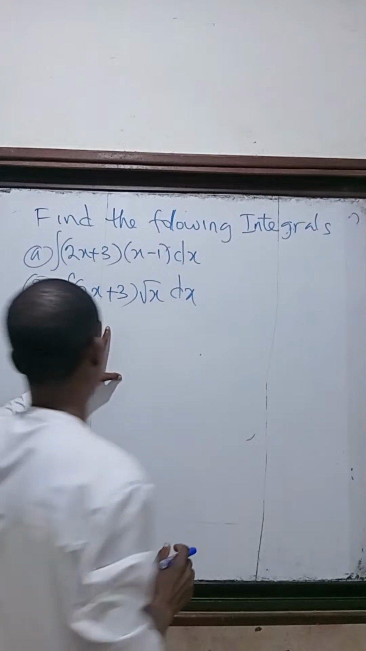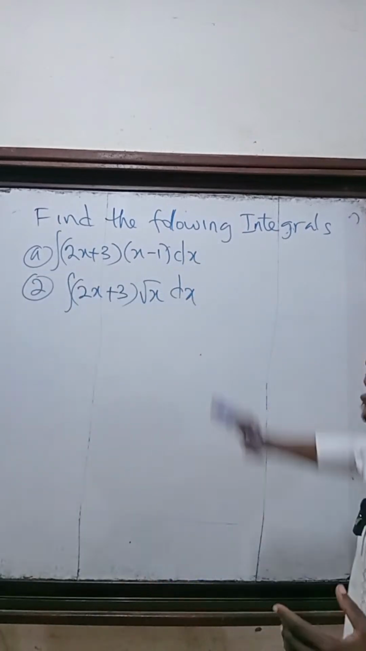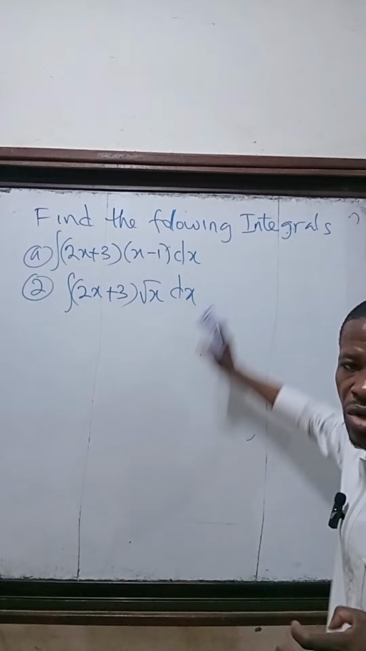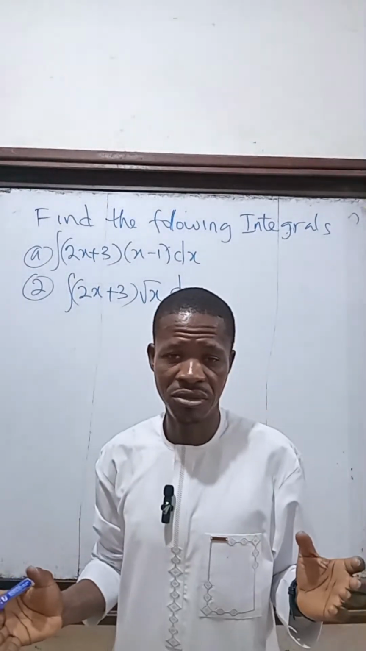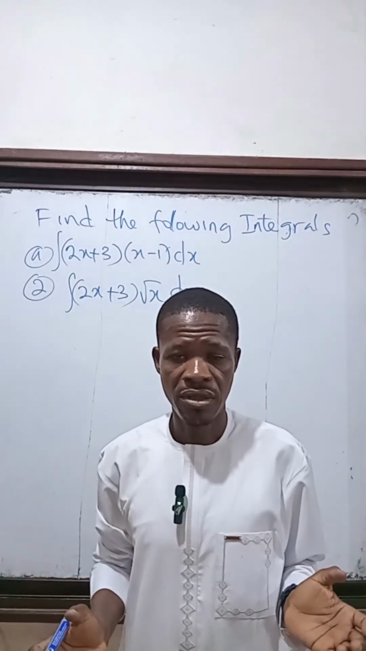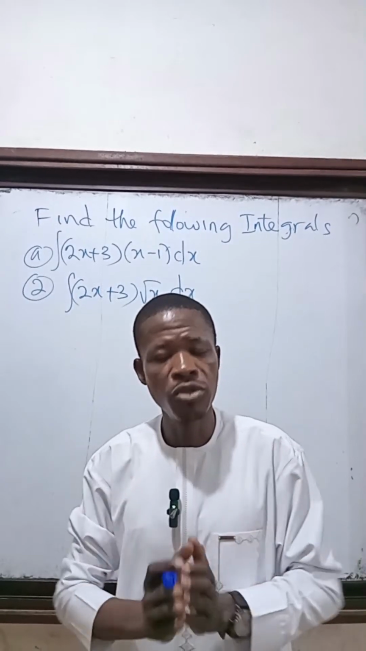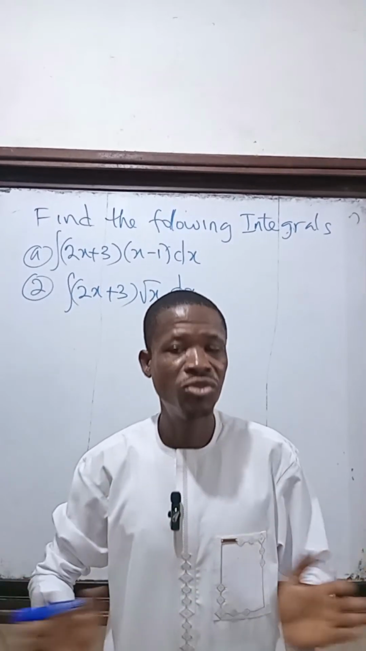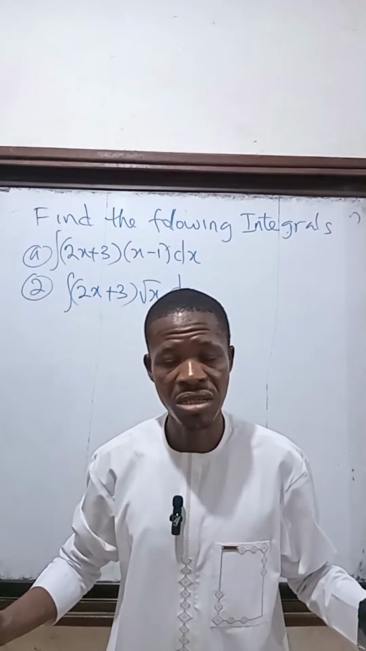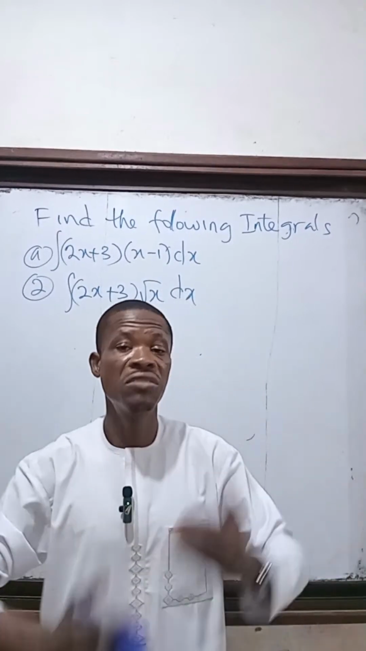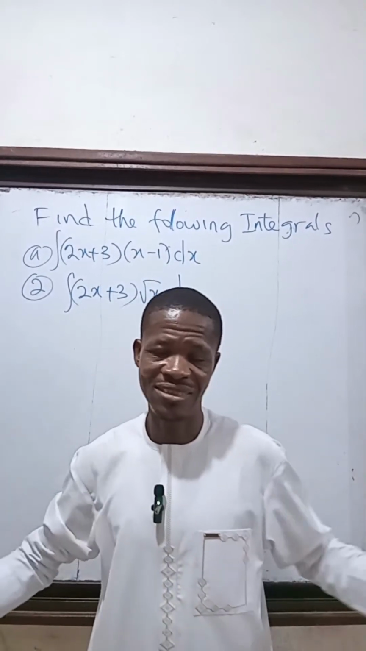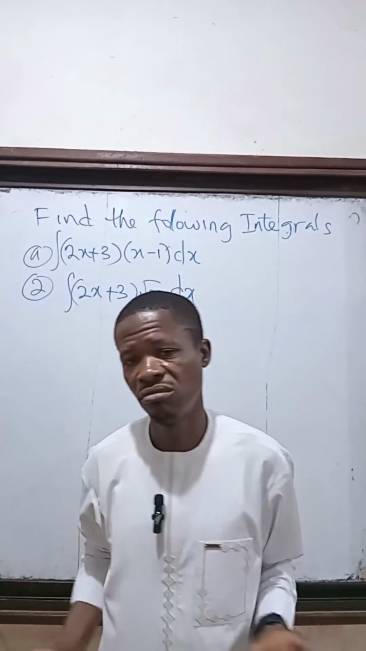Let me quickly explain this. Before you can integrate this, when you have a product of items under integration, the first thing you need to do is to do the algebra, do the expansion. Okay? If there is need for you to remove the radical, quickly do that before you do your integration.